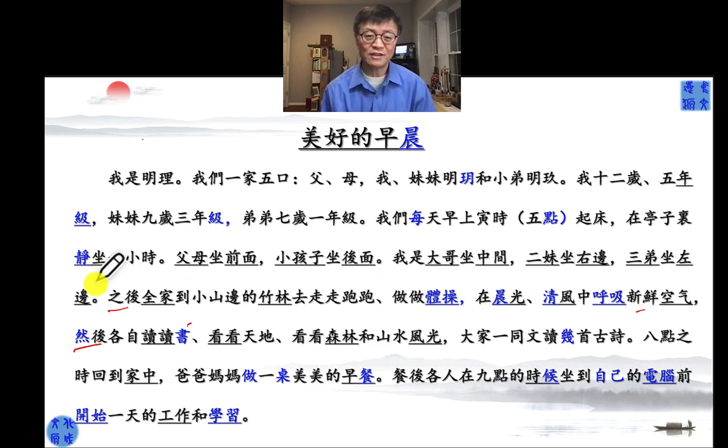Do sitting meditation, then do exercise, breathe the fresh air, under the beautiful sunlight with the fresh air and the very fresh wind, and the reading and seeing the scenery, wandering around. Then, 大家一同, we all read several ancient poems together. 文读, we learn this, the way I teach you guys to do the ballads and the poems.